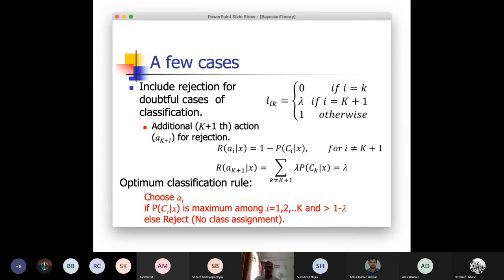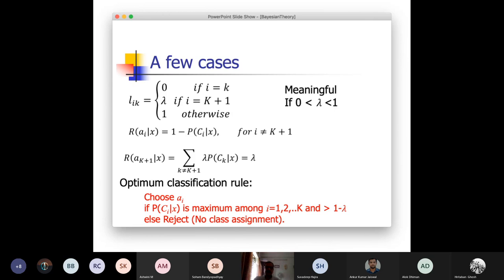So your decision would be something like this: you should choose that particular action. If you choose ai, that means you assign a class Ci to that x if you find that your posterior is maximum in that class, and also the strength of the posterior is greater than 1 minus lambda. So now you understand that in this kind of decision making, we are actually computing the posterior probability. It is not just proportional to the posterior, as you did earlier. Here we have to compute the posterior probability, and only then can we take this kind of decision. Otherwise, we have to reject, that means no class assignment.